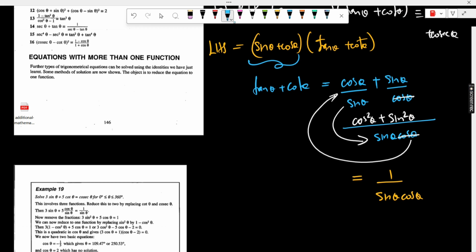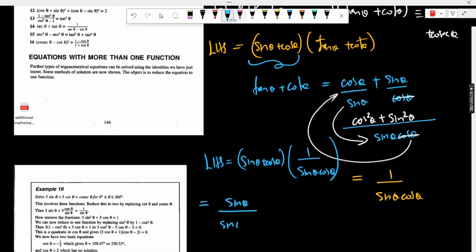So I could go back and say that the LHS is equal to sine theta plus cos theta, times 1 over sine theta cos theta. I missed the plus sign there. So multiplying that out, I basically get sine theta over sine theta cos theta plus cos theta over sine theta cos theta.